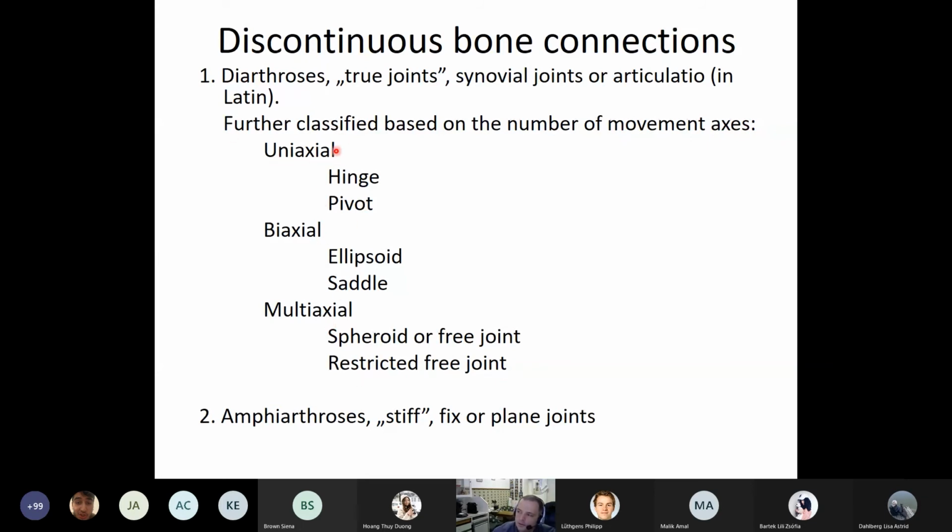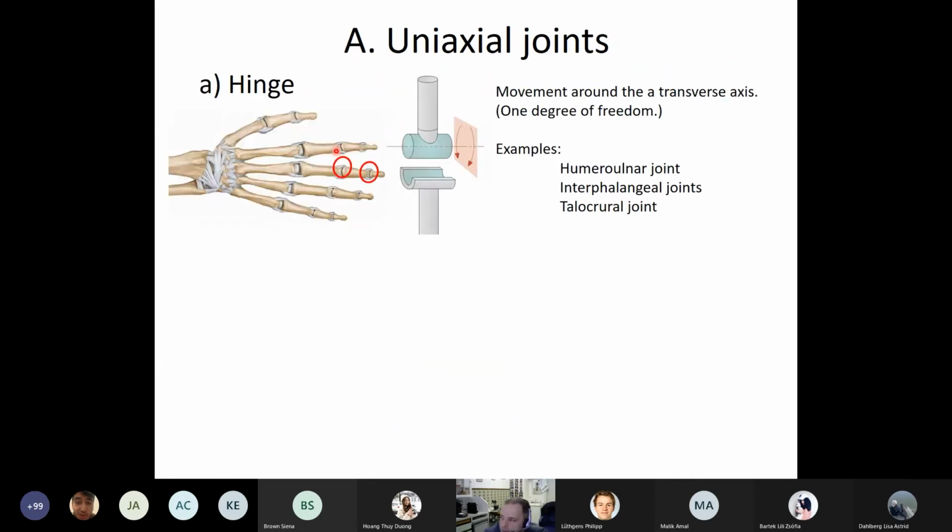For instance, if we go to the uniaxial joints, we will first discuss the hinge joint. The hinge joint is a joint that has only one single axis. That's why it is uniaxial. And typically in this scheme, you can see that you have a socket, you have a cylindrical surface which fits with a cylindrical concave surface, and around one axis you can carry out only the movement.